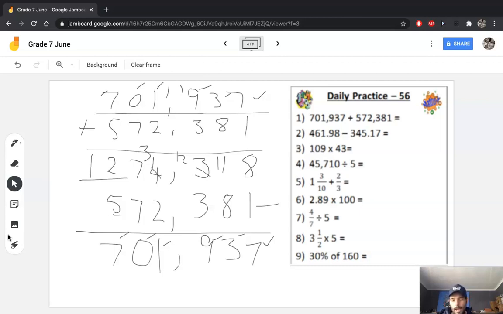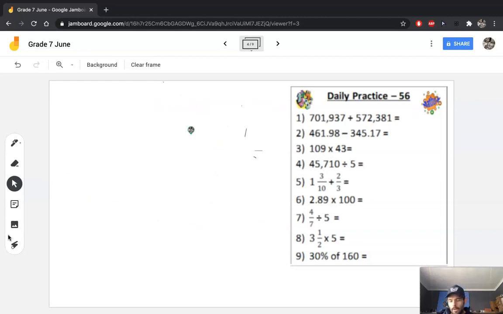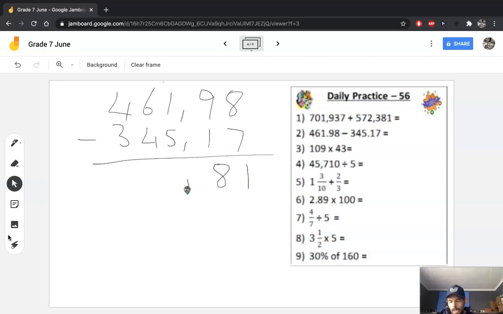Okay. And that's 461.98. Subtract 345.17. So 461.98. Take away 345.17. Okay, and we subtract normally. Decimals line up. We borrow where we have to, and that gives us 116.81. And remember, the checking strategy here is to do the opposite of subtraction, which is addition.